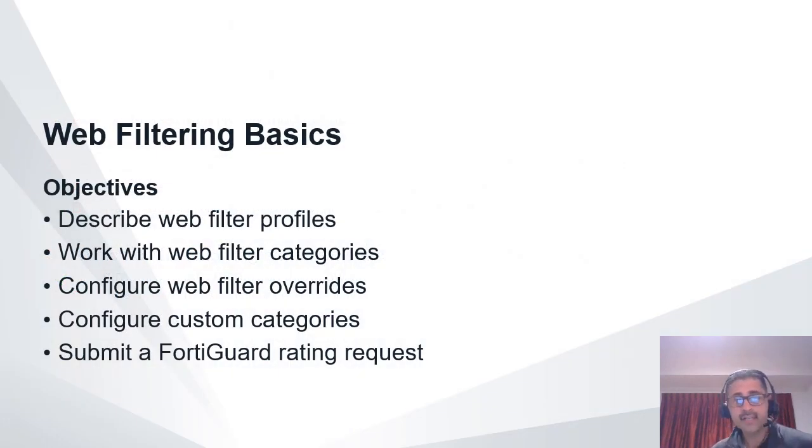Now, in the second part of this video, we'll just quickly look over what the web filtering basics are. After completing this part of the video, you should be able to achieve the objectives cited here. You should be able to describe what web filter profiles are, how to work with web filter categories, configure a web filter override, configure custom categories, and then submit a FortiGuard rating request. This is also the basis on which your questions and your upload are based. So pay careful attention moving ahead.